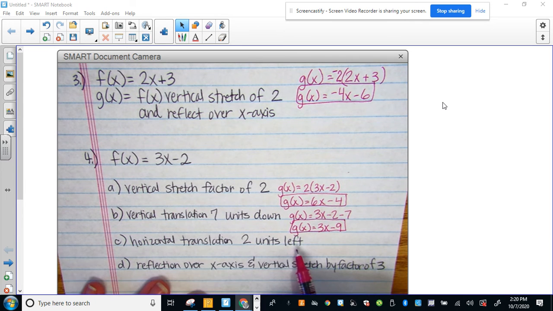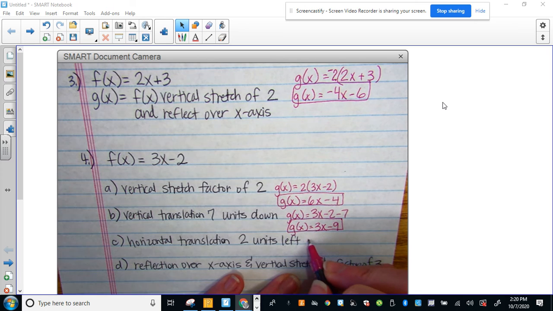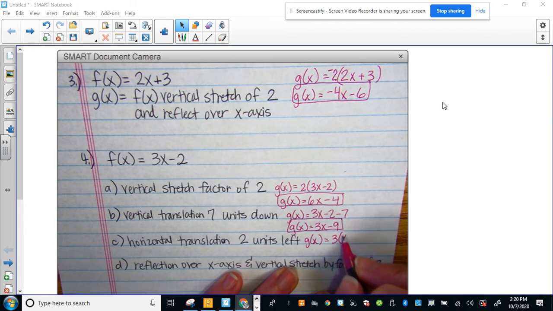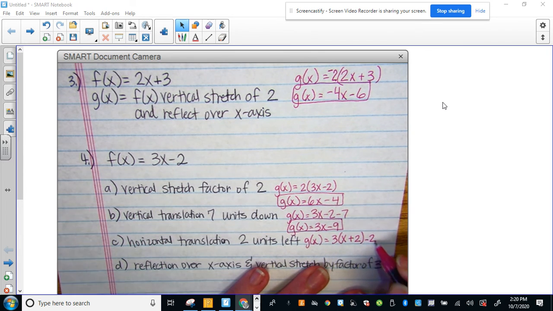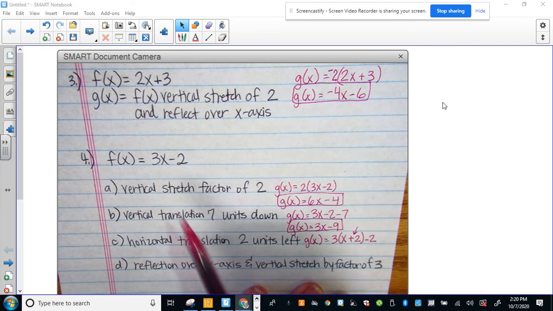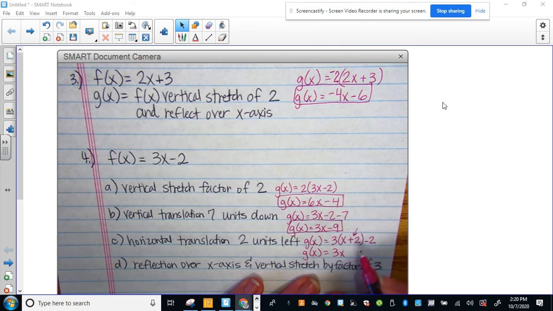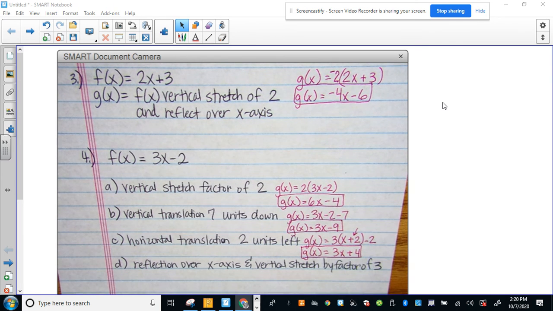Here we're going 2 to the left. So that's on the inside. So we're going to do g of x. 3, we're going to do an x plus 2 for left. And then don't forget the minus 2 from the original. So I put that plus 2 inside with the x. So now if I distribute and solve, that's going to be a 3x. That's going to be a plus 6, but then I'm going to subtract 2, so it's going to be a plus 4. Try to save a step.